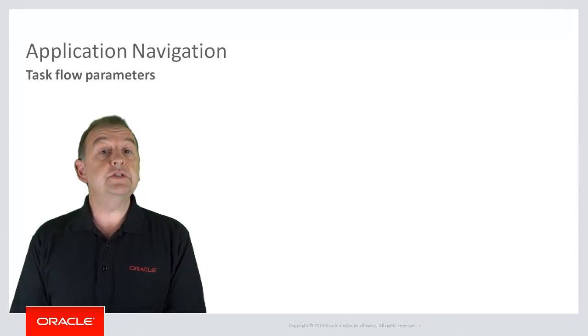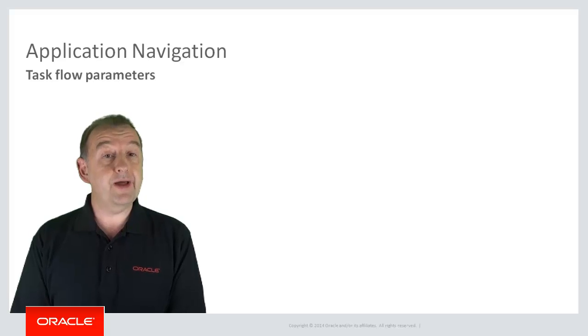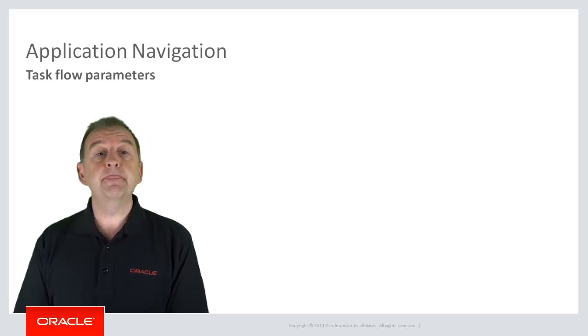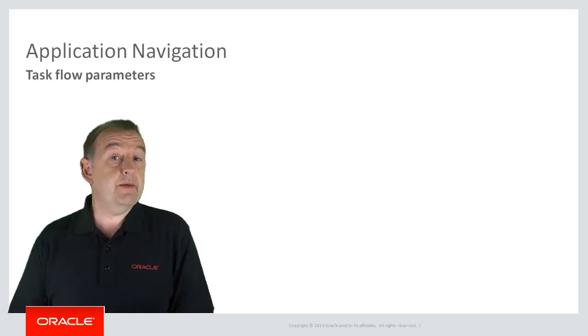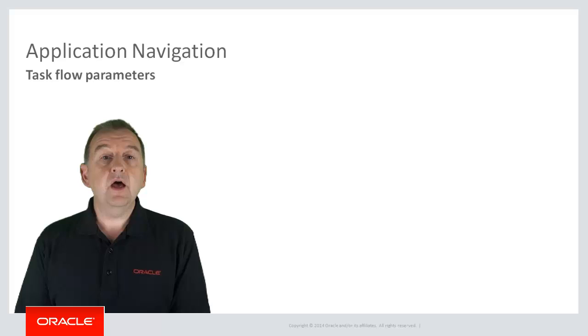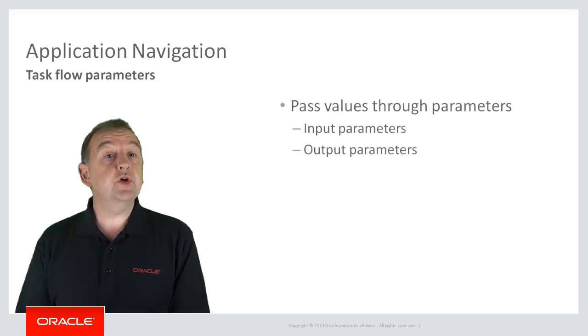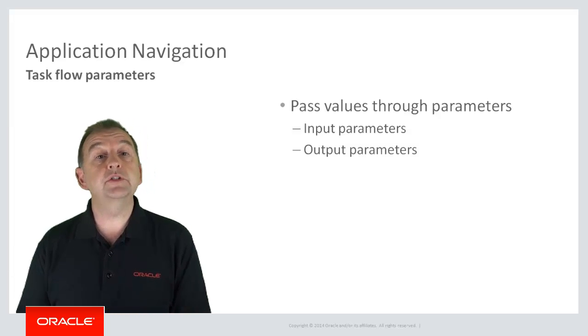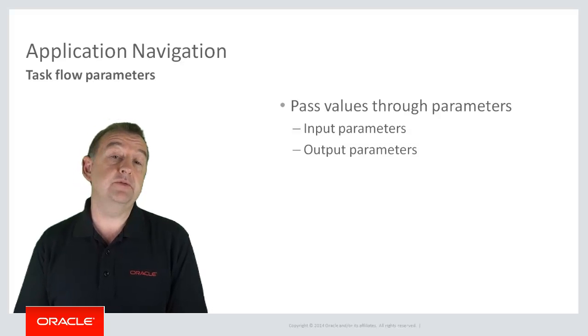The final feature of task flows we'll look at is parameters. You might have noticed that in some ways a task flow is a little like a computer subroutine. It's a modularized piece of application function that can be easily called and reused. And just like a subroutine, a task flow can be parameterized. You define input parameters that the calling task flow should supply, and you can define return or output parameters to allow the called task flow to pass back information.